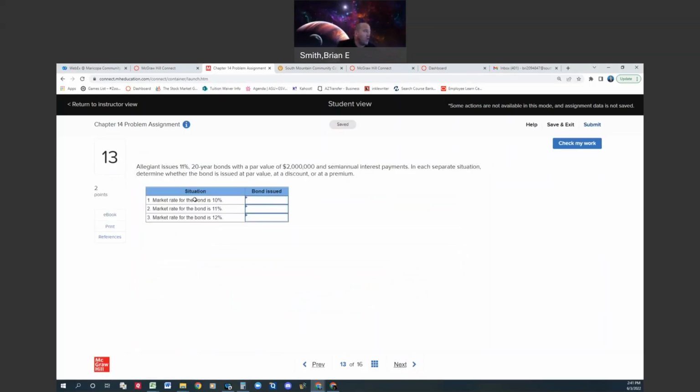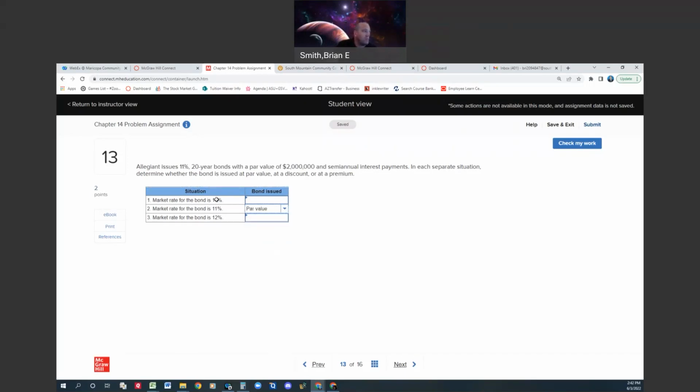Okay. So Allegiance issues 11% 20-year bonds with a par value of $2 million, semi-annual interest payments. For each separate situation, determine whether the bond is issued at par, discount, or premium. Our bond rate is 11%. When our bond rate is lower than the market rate, we're selling at a discount. When we are issuing at higher than the market rate, we are issuing at a premium. And when we're equal, it's at par. So, 11 against 11, this one's at par.